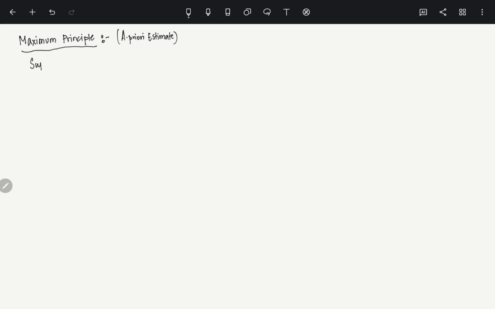Suppose u of x, y is a function of two variables. I'm just doing it in two variables, but this is true for any number of variables, absolutely no issues. So suppose u of x, y is harmonic in a bounded domain D, which is a subset of R2 for now. You can change it to Rn, no issues.